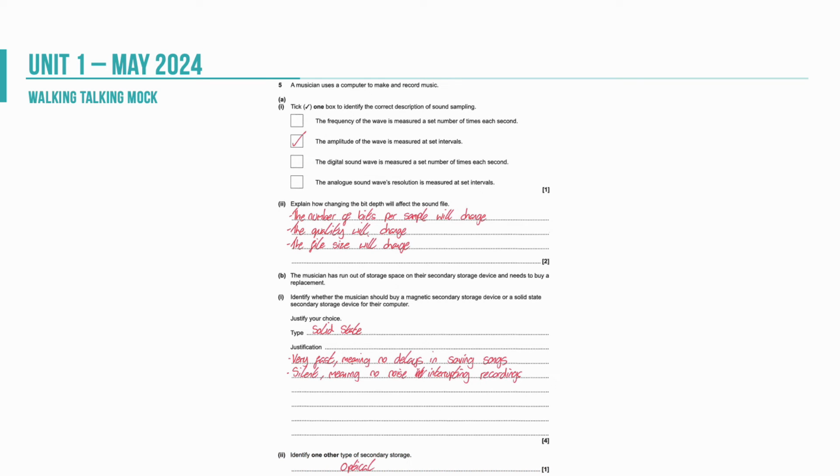It then asks for any other type of secondary storage, and the only one remaining is optical. Optical is things like CDs and DVDs. We've already been given magnetic, we were already given solid state, so that's got to be the answer to this question.